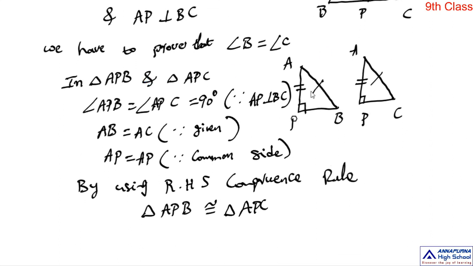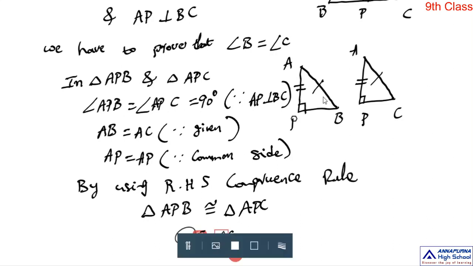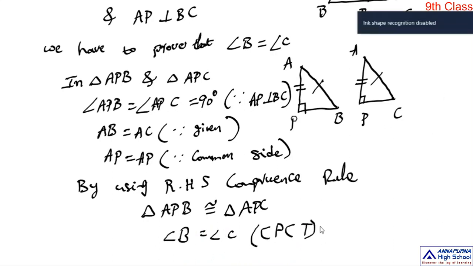Okay, observe these two right angle triangles APB and APC. These two triangles are congruent by using RHS congruence rule. So the corresponding sides are equal, the corresponding angles are equal. So angle B is equal to angle C, since CPCT. What is the meaning of CPCT? The corresponding parts of congruent triangles. Okay, angle B is equal to angle C.